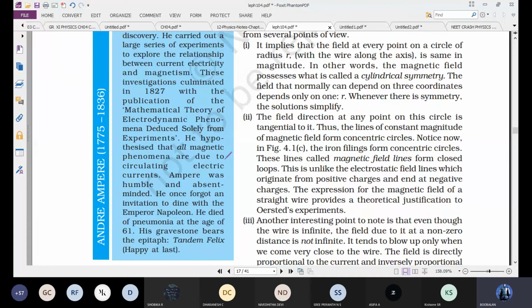So up to now, we started the concept of magnetic field. After that, we discussed the Biot-Savart law. The formula dB equal to mu naught divided by 4 pi, I dl sin theta divided by r square, and the vector form. Magnetic field due to a long straight current carrying conductor, the formula B equal to mu naught I divided by 4 pi a, sin phi 1 plus sin phi 2.